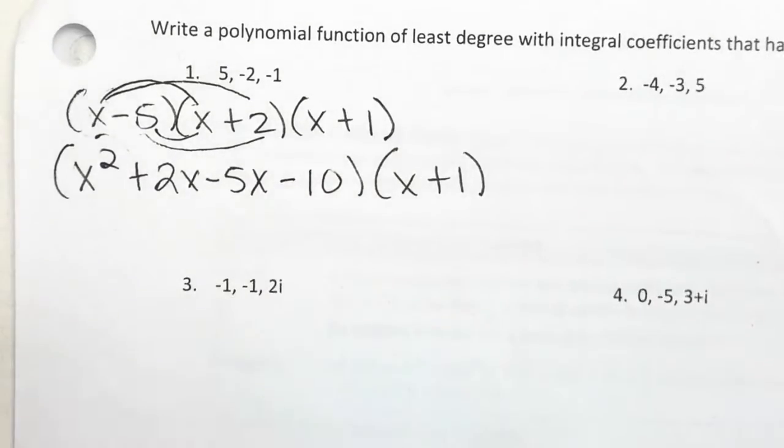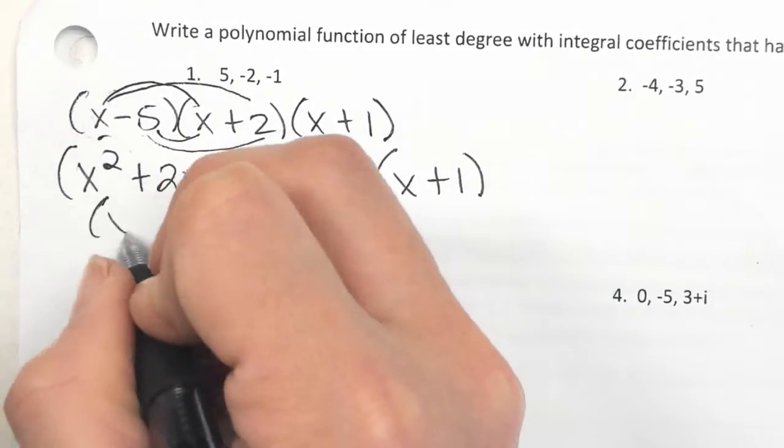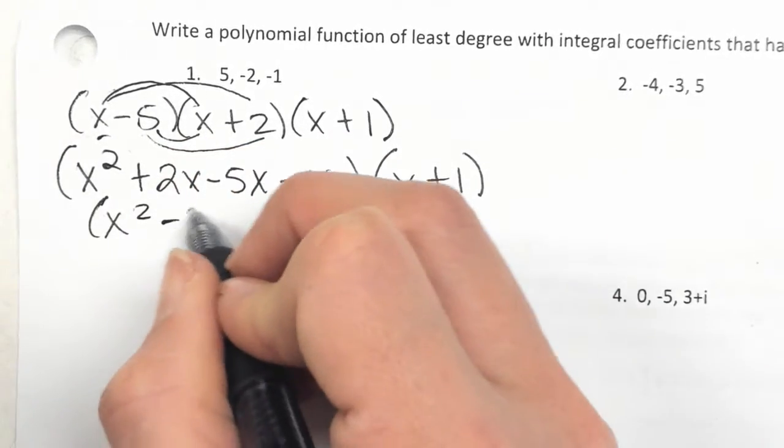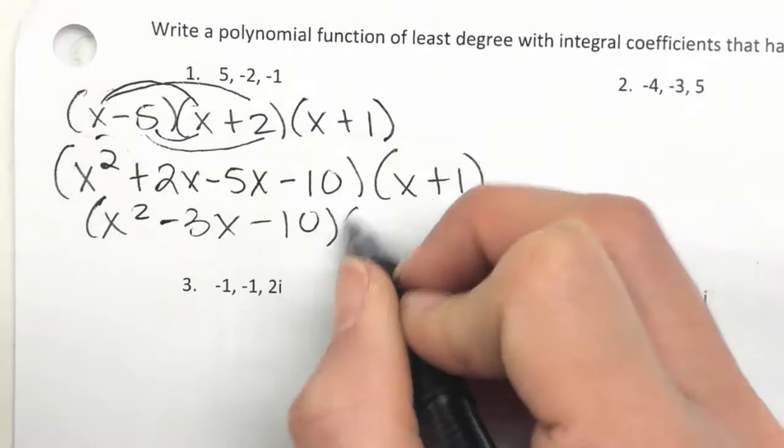So how do we simplify this one? Just combine the middle, right? So we'd have x squared, what? Minus 3x, minus 10, x plus 1.